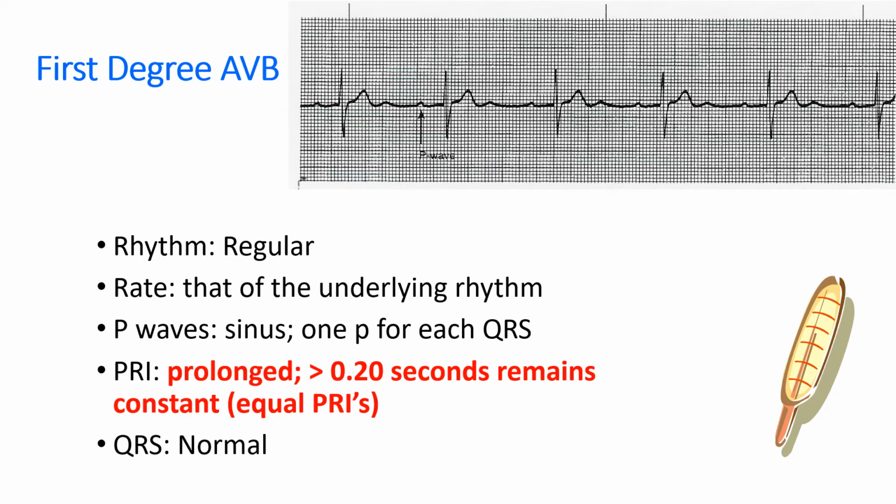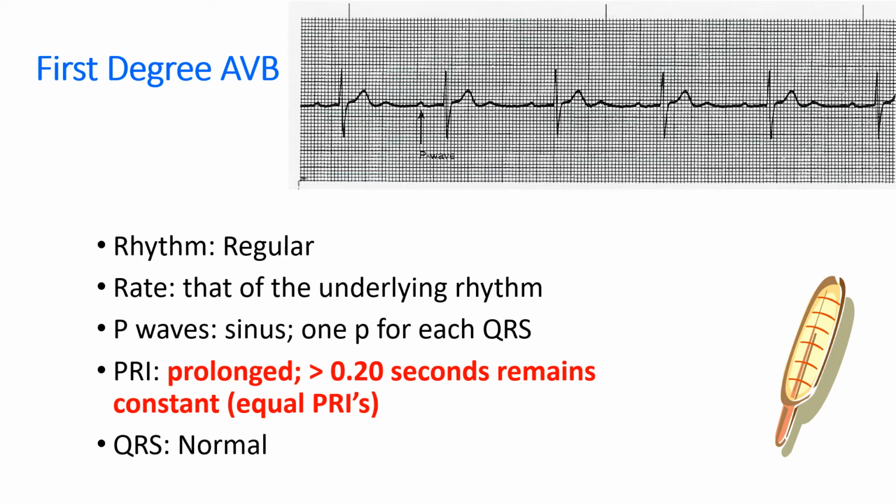First degree AV block is the least severe of all the AV blocks. All electrical impulses are conducted to the ventricles. But what is happening is they are delayed by the AV node longer than normal. So the rhythm is essentially normal sinus rhythm, but it has a prolonged PR interval. Remember, your normal PR interval is 0.12 to 0.20.